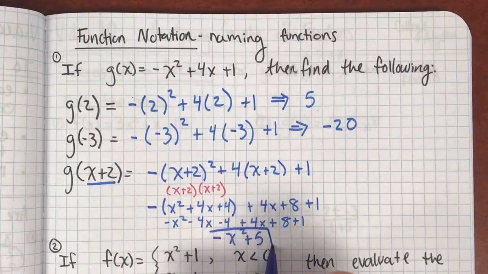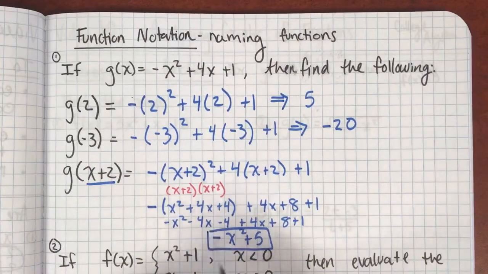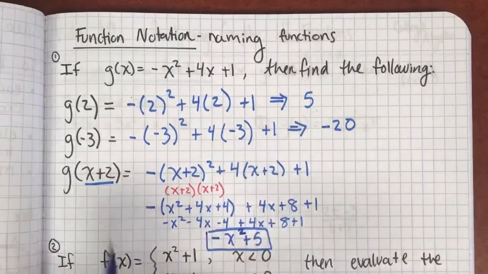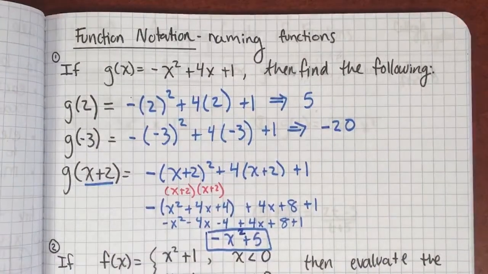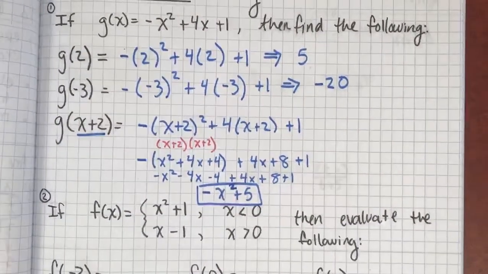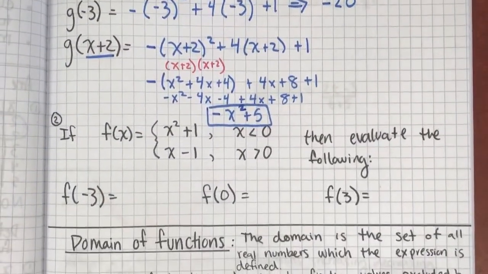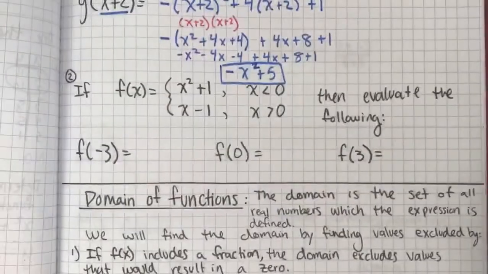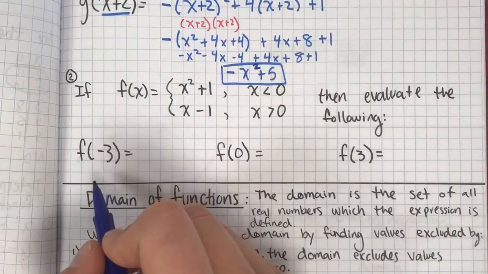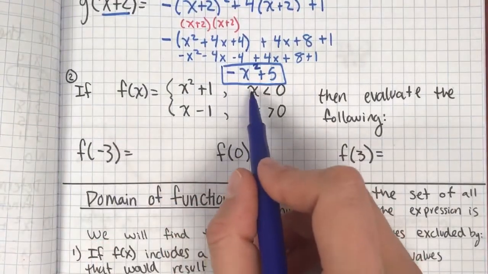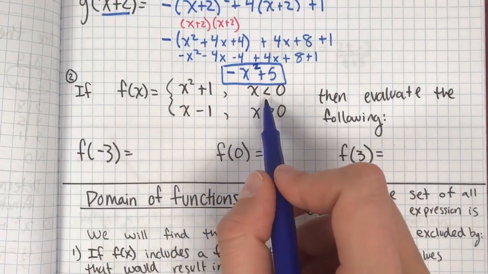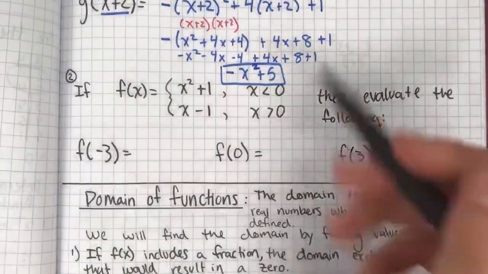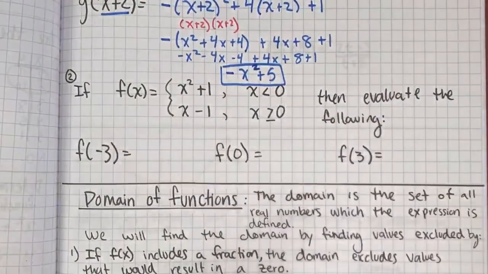Okay, so when we evaluate functions, we can evaluate them at numbers, but we can also evaluate them at values that look more like a binomial. Okay, this next one is a piecewise function, and so we're going to be evaluating again. Here we've got two different functions for when x is less than 0 and when x is greater than, and this should actually say greater than or equal to 0.